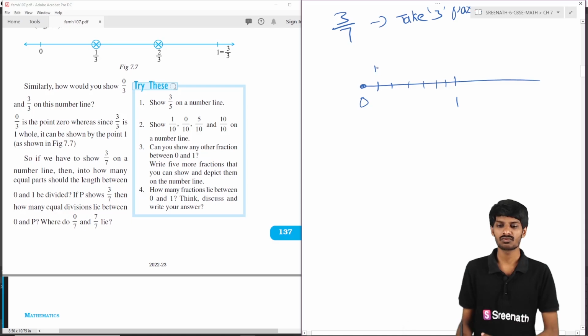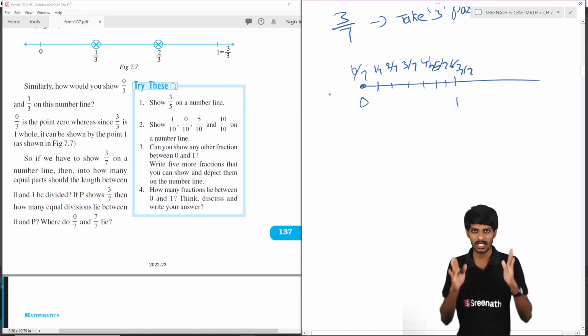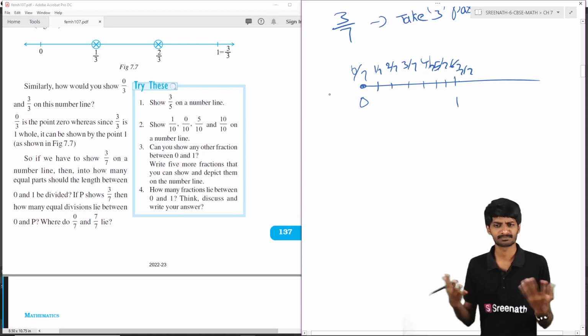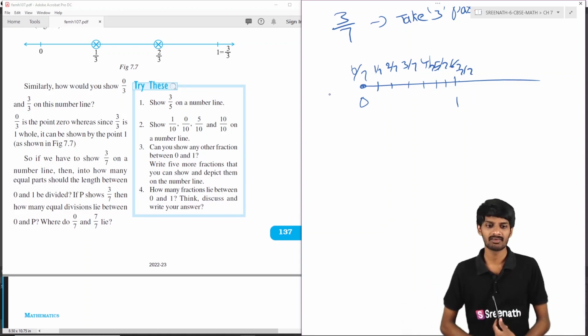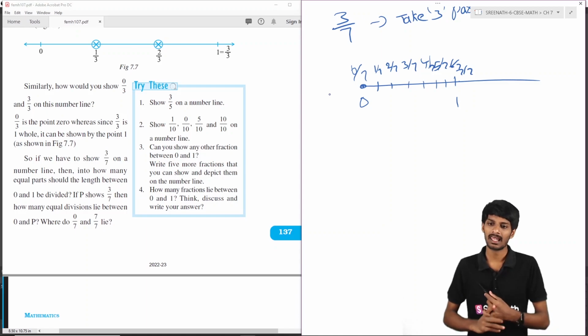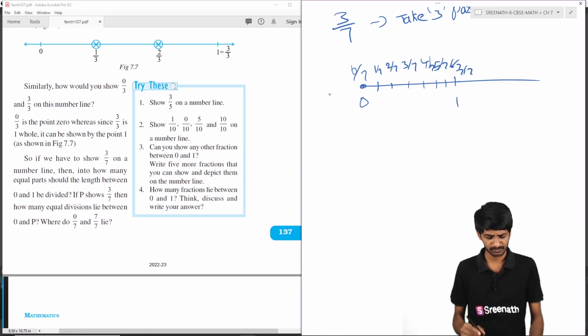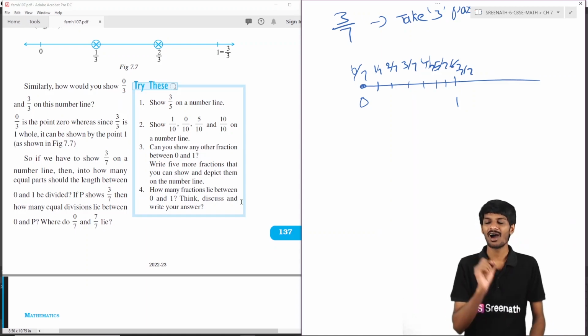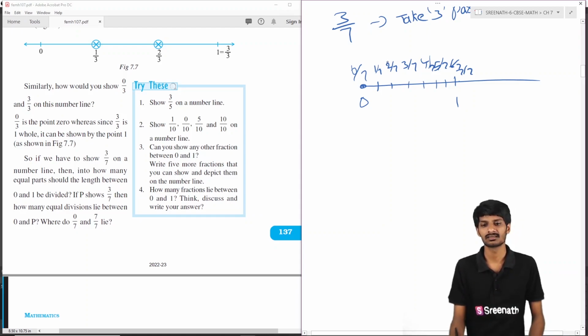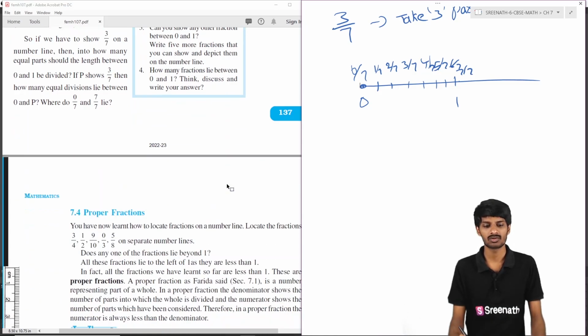So the first part is 1 by 7, the second part is 2 by 7, the third part is 3 by 7, the fourth part is 4 by 7, the fifth part is 5 by 7, the sixth part is 6 by 7, the seventh part is 7 by 7. And this is 0 by 7. So we have to make the space between 0 and 1 into how many parts? 7 equal parts. Like that, students, we have to represent the fractions. Can you understand how to represent fractions on the number line? Okay students, in this way we represent them.